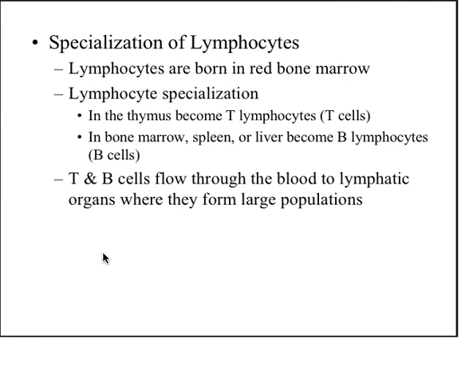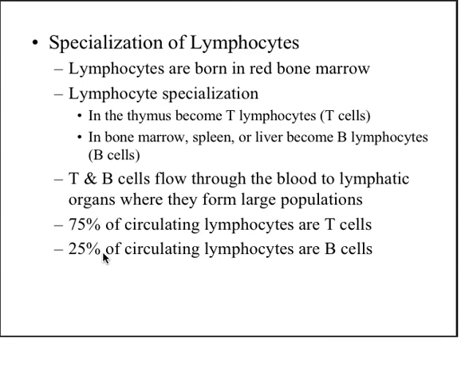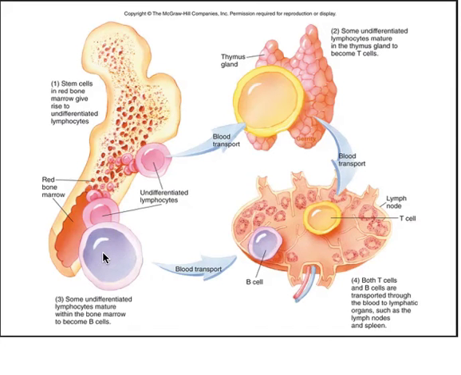T and B cells flow through the blood to lymphatic organs, where they generate large populations within those organs. 75% of circulating lymphocytes are T cells, 25% are B cells. And so what you're looking at here is a diagram showing you where these cells come from and where they go.